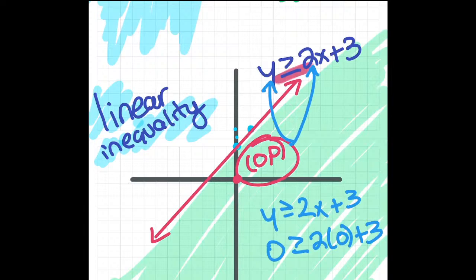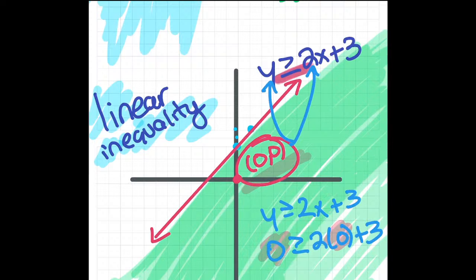Whoa, whoa, whoa, Mike. Why in the world are you putting zeros in here? Where did that come from? It came from right here, my friend. Why'd you pick 0, 0? Why not something else? We're trying to pick any point that is here in this green area.